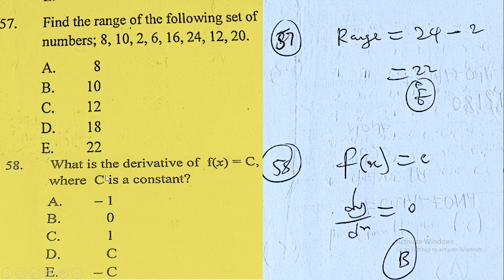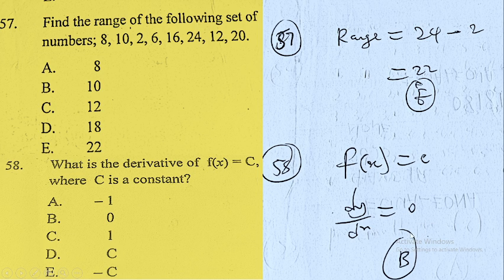And question number 58 is on differentiation. What is the derivative of y equals c, where c is a constant? The question is, when you differentiate a constant, what do you get? That's what they're asking you there. You get 0. So when you differentiate a constant, you get 0.